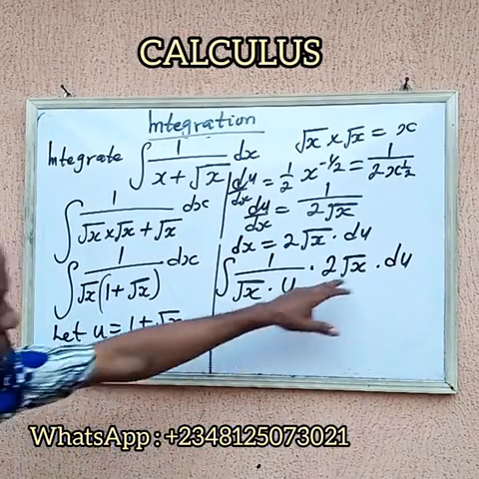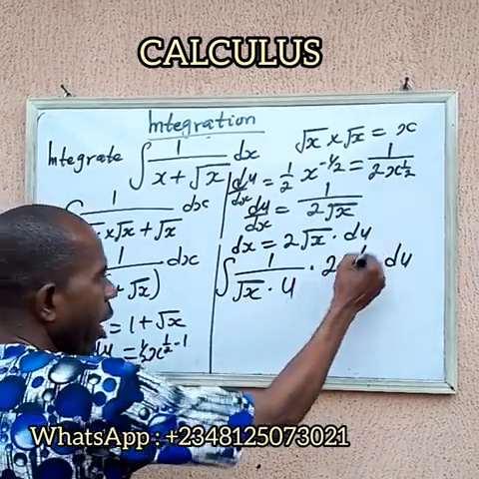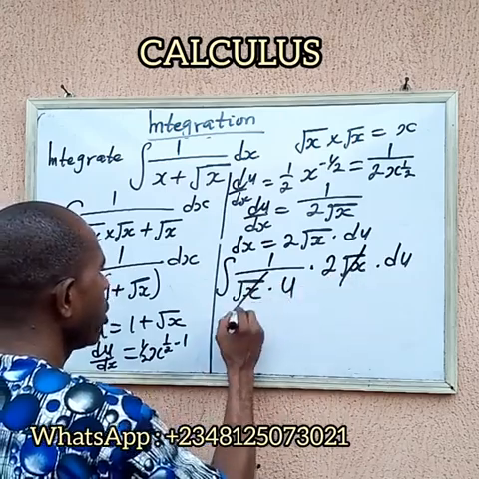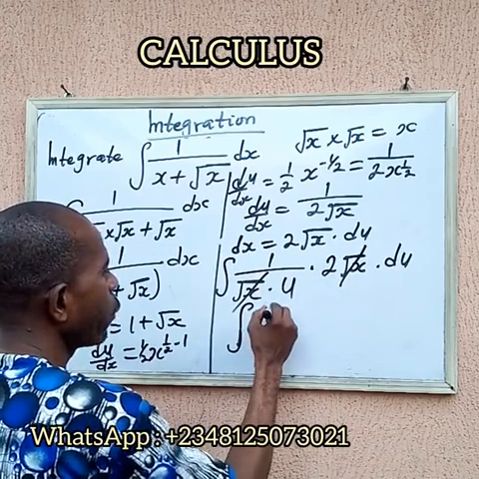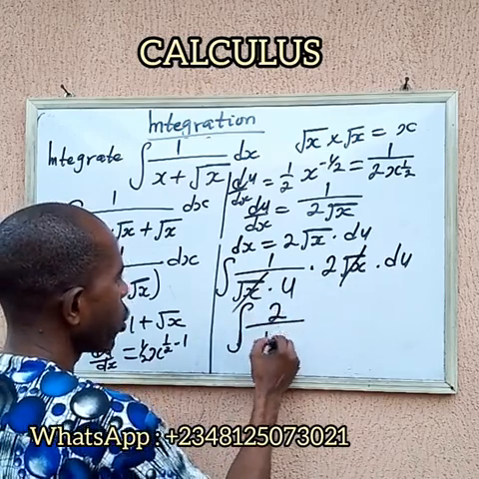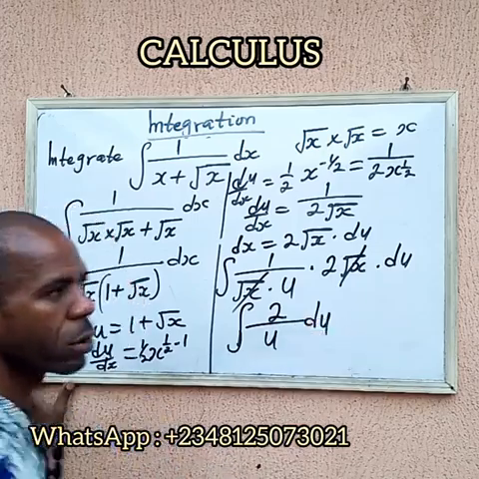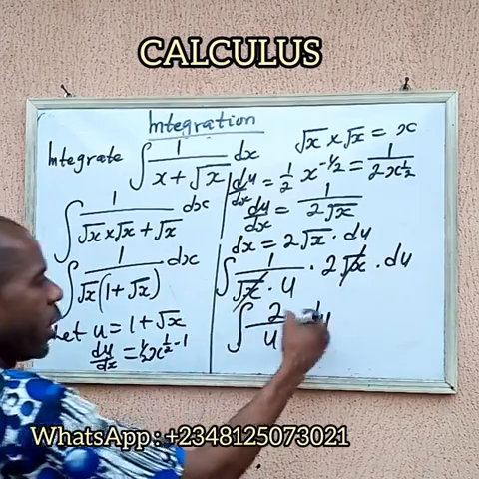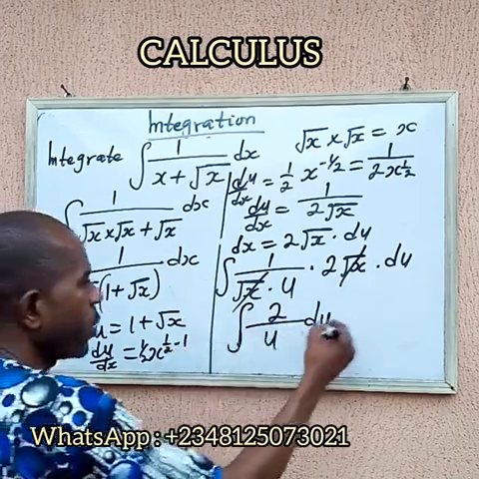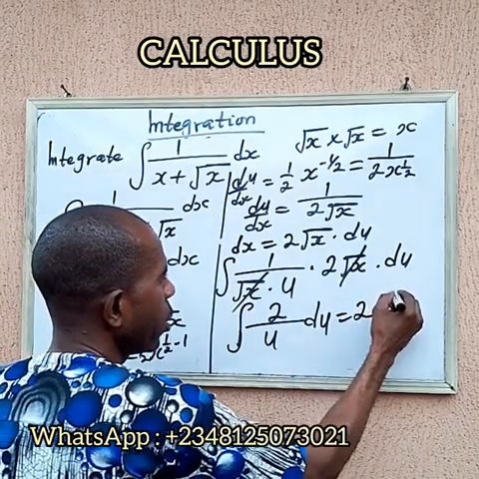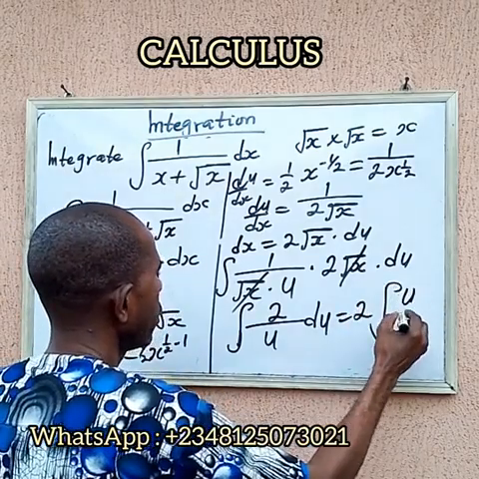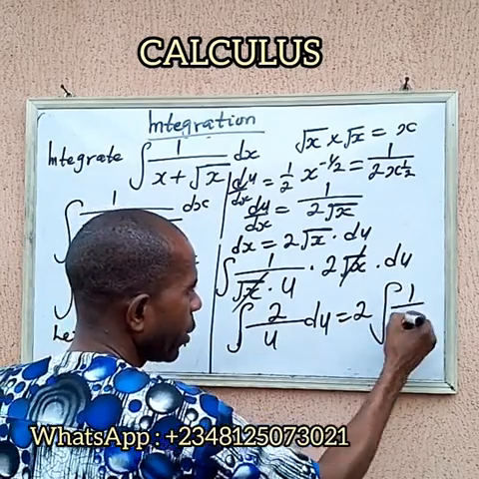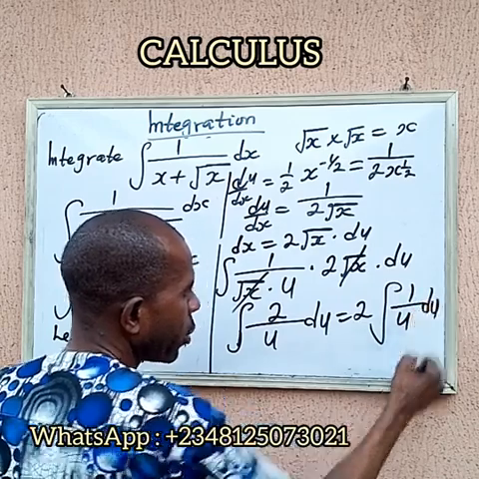So this root x and root x can take care of each other. This will now become the integral of 2 all over u du. This is what we are going to have now, because this one and this one are already cancelled out. Then you can bring out the 2, since it is a constant, to become 2 times the integral of 1 all over u du.